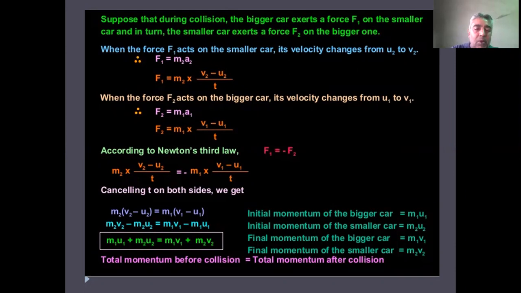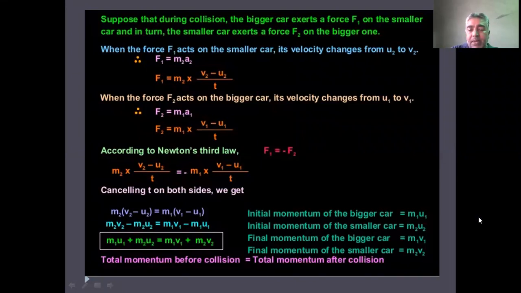Here we can put the value of F1 and F2. Cancelling t on both sides, we get m2 (v2 minus u2) is equal to m1 (v1 minus u1). That is, m2 v2 minus m2 u2 is equal to m1 v1 minus m1 u1. Here you can rearrange it: m1 u1 plus m2 u2 is equal to m1 v1 plus m2 v2. Total momentum before collision equals total momentum after collision.